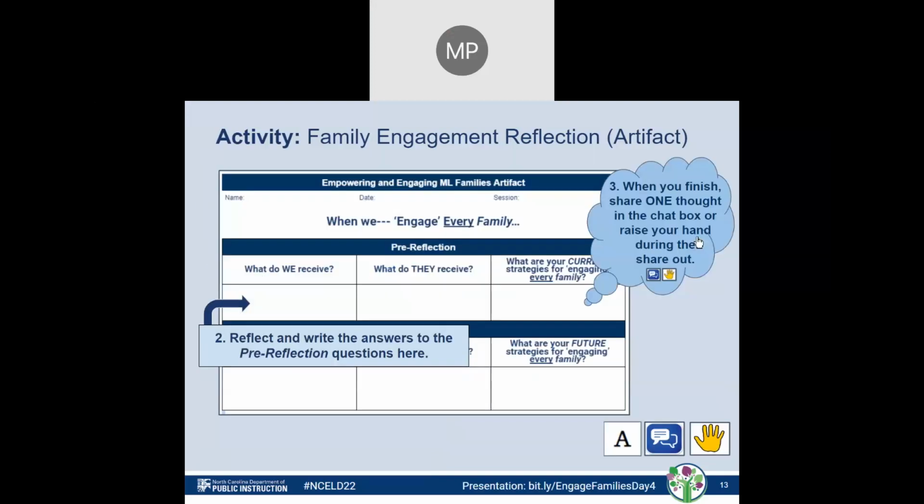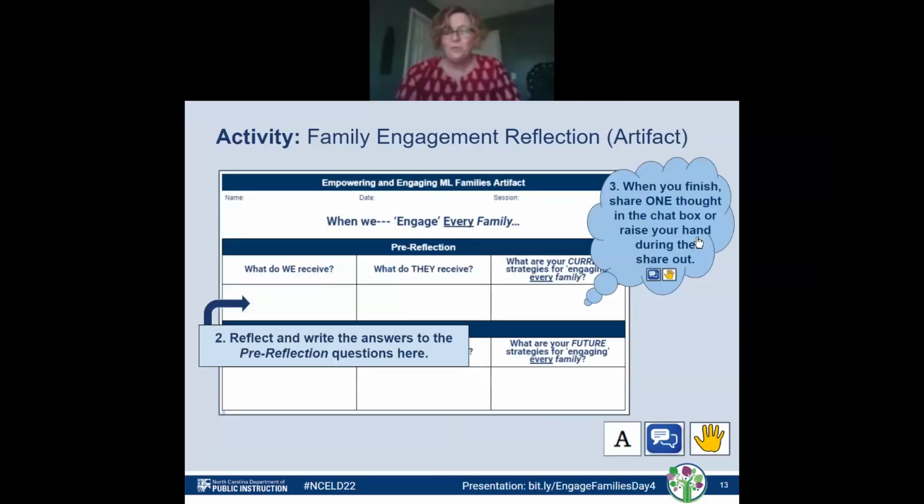Okay, so we're going to begin our morning reflection as we collaborate together. And we're going to be answering these questions. When we engage every family, what do we as educators receive? What do they as families receive? And what are your current strategies for engaging every family?